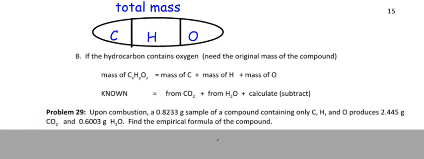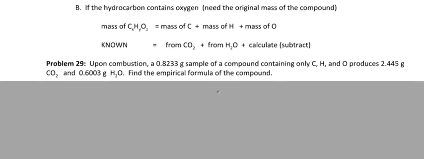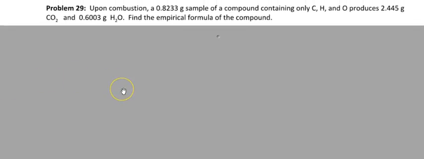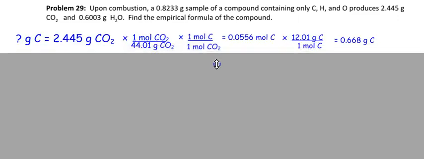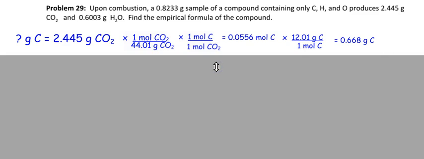Find the empirical formula. All right, so what's the first thing I'm going to do? I need to find the grams of carbon from 2.445 grams of carbon dioxide. And notice how I did this. I kind of split it up. So here I have grams of carbon dioxide, grams periodic table, moles of carbon dioxide, moles of carbon dioxide, moles of carbon, and here I actually wrote down how many moles of carbon.